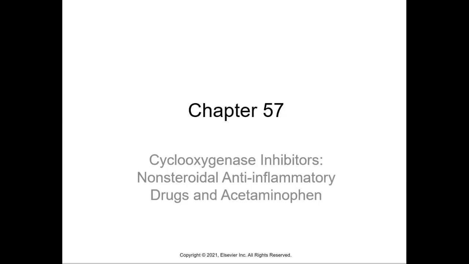The same mechanism underlies their principal adverse effects then, which is gastric ulcers, bleeding, and renal impairment. Cyclooxygenase inhibition also underlies MI and stroke, which can occur with most of these drugs, but not with aspirin. Okay, so how do the COX inhibitors work?